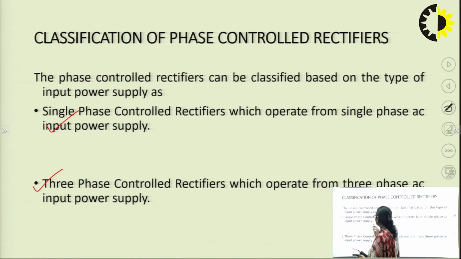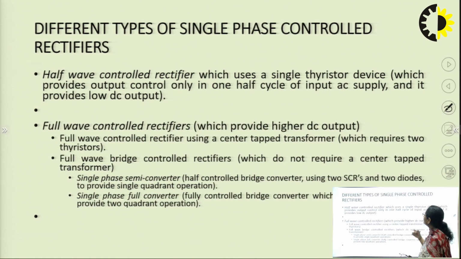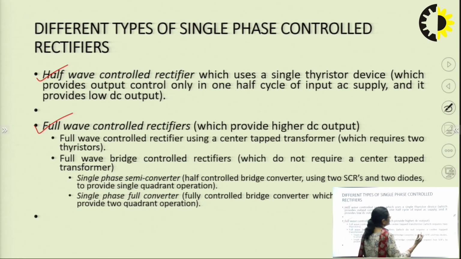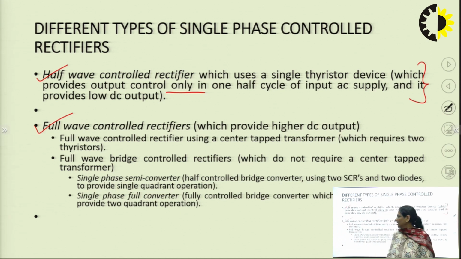Among single phase converters, we are going to have various types. Likewise, among three phase converters, we are going to have various converter circuits. So, let us talk about the different types of single phase controlled rectifiers. We have the half wave controlled rectifier and the full wave controlled rectifier. The single phase half wave controlled rectifier uses a single thyristor which provides output control only in one half cycle of the AC voltage. And the full wave control rectifier provides control in both the half cycles.